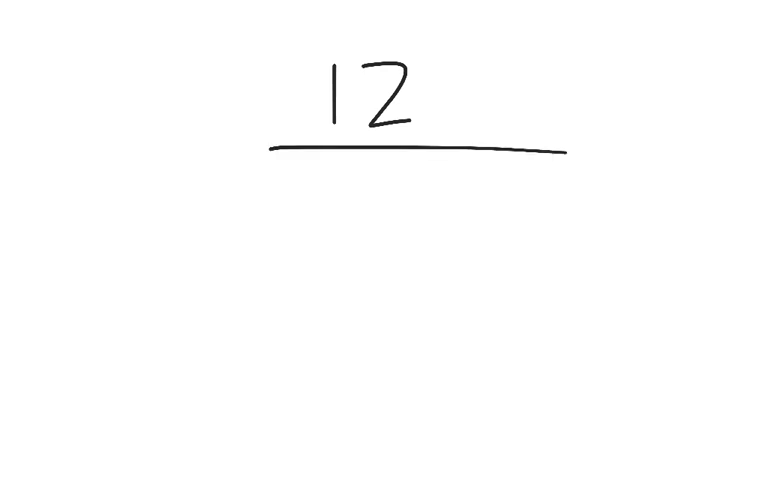Is it like 3 times 4? So 3 times 4, 2 times 6, 1 times 12. These 6 numbers are the 6 factors of 12 because they can be multiplied to make us get a 12.